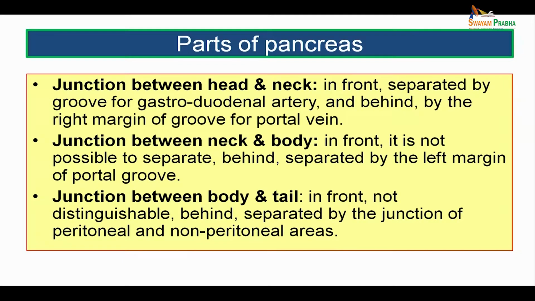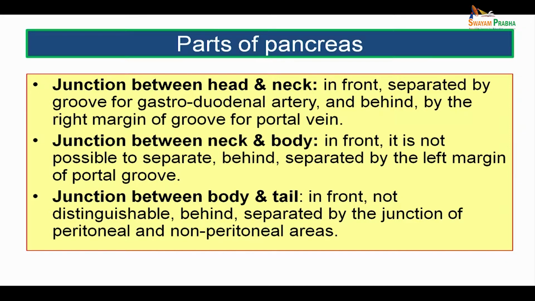The junction between the head and the neck in front is separated by the groove for the gastroduodenal artery, and behind it is marked by the right margin of the groove for the portal vein. Junction between the neck and the body in front is not possible to demarcate, whereas behind it is separated by the left margin of the groove for the portal vein.